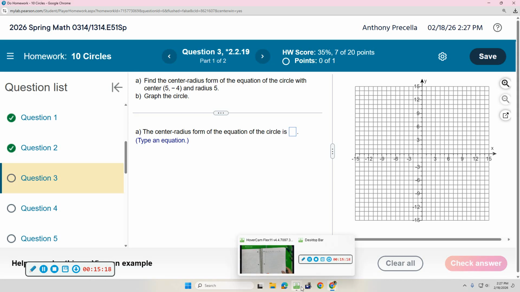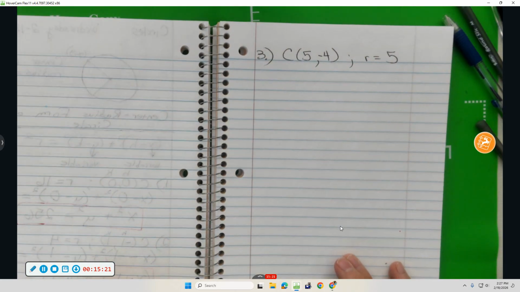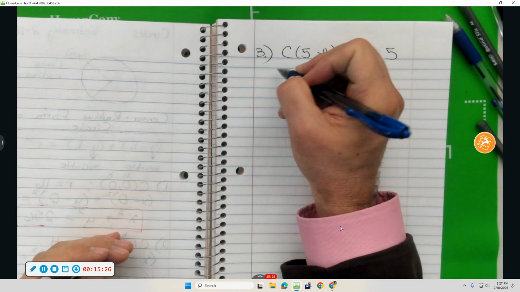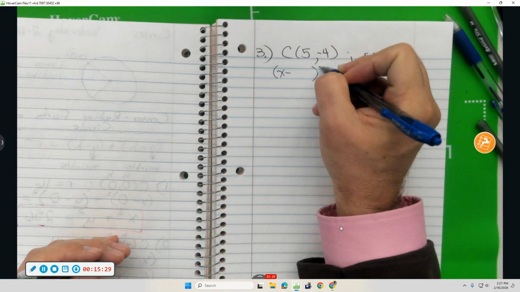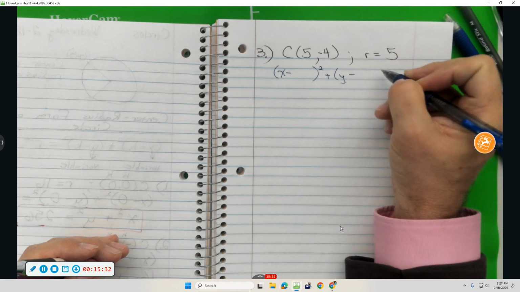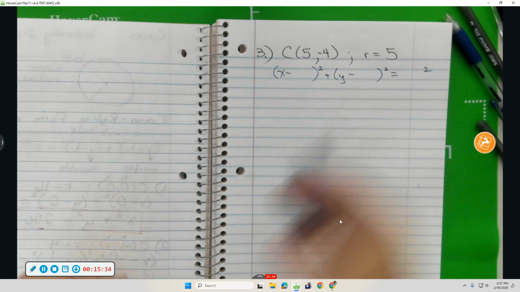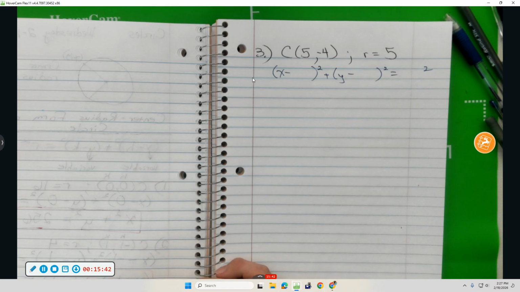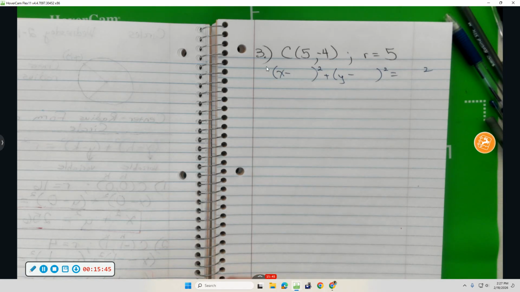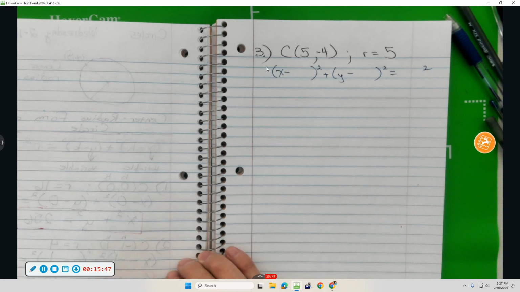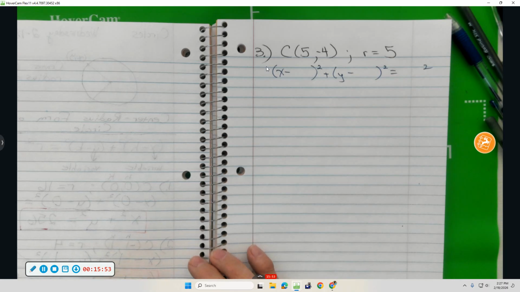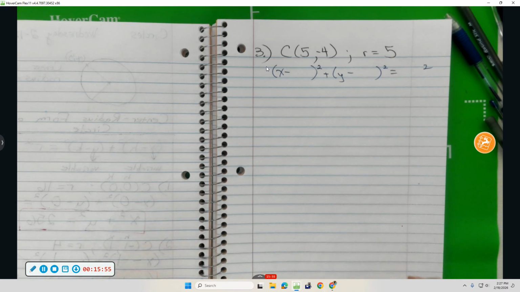Have you written it down? Well, for the center radius form, we know it's going to be x minus, y minus. Hopefully if someone asked you right now, what are you doing, you would be able to say, I'm writing the equation of a circle. Have we done anything with circles this semester before today? No. This is new stuff.